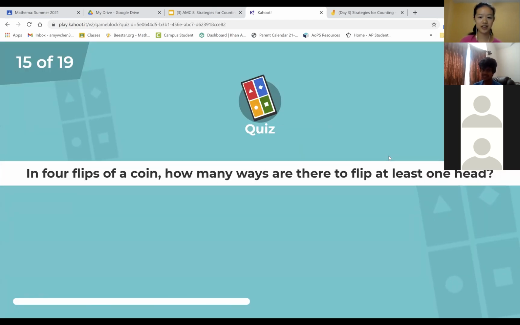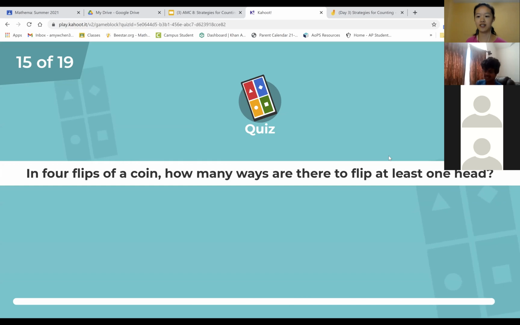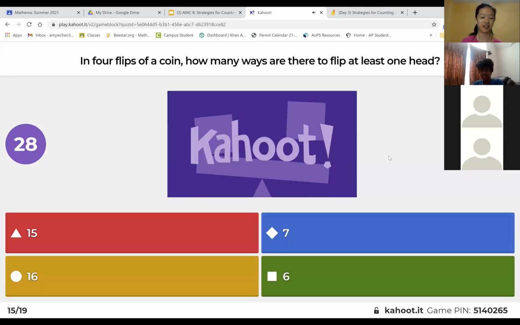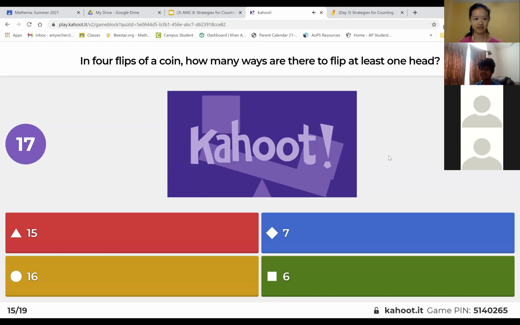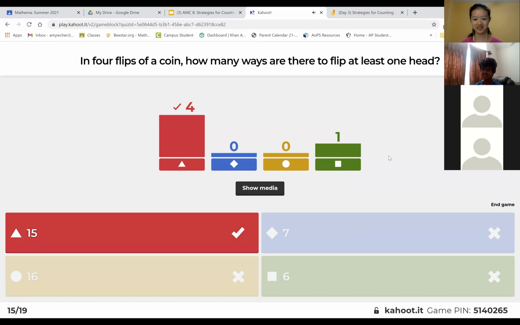4 flips a coin. How many ways are there to flip at least one head? Complementary counting. Hint, hint. Yeah, this is an easy problem. There's at least 7 ways. That's the answer. Uh-oh. No, it's 15, right? Yeah, it's 15. It's okay.